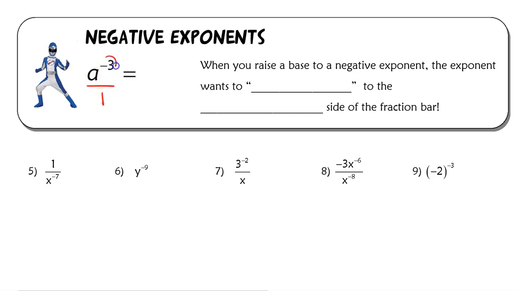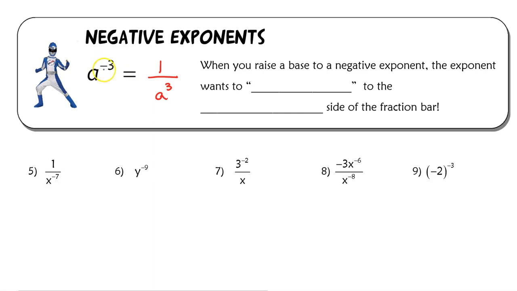Now he's upset upstairs. He's gotten in a fight with his parents, I don't know. Now he wants to move downstairs to make him happy. When he moves downstairs, he becomes positive again. So a to the negative third becomes a to the positive 3 on bottom. But when we have a fraction, we can't just leave it with nothing on top. So I'm going to put a 1 on top.